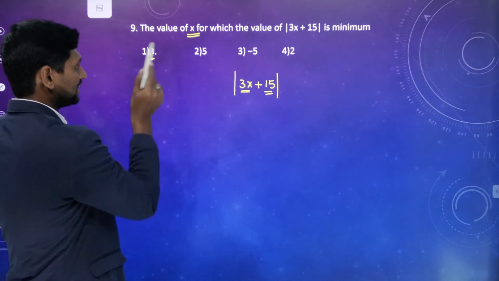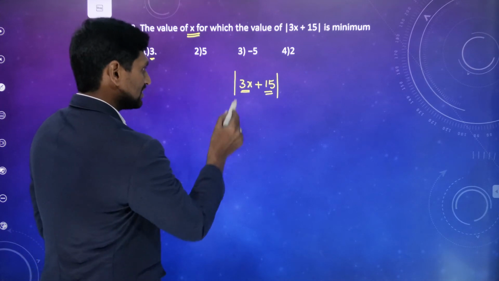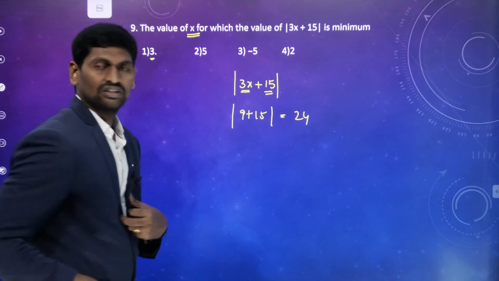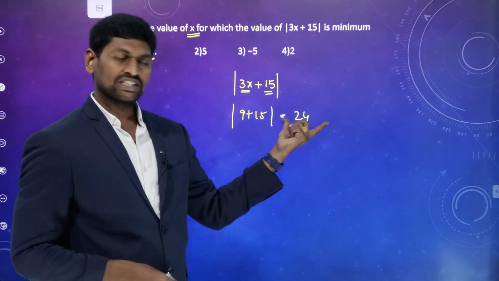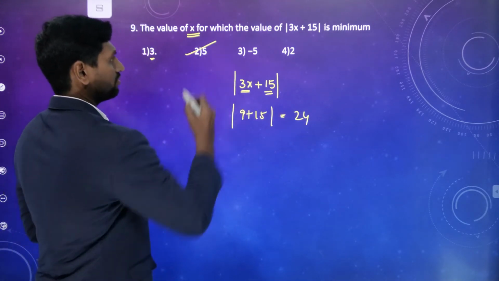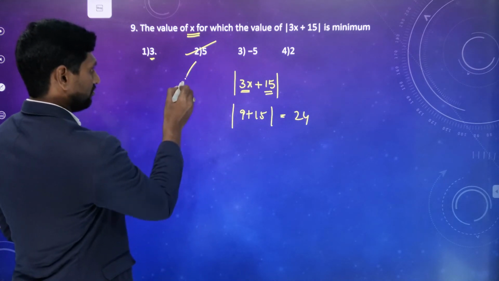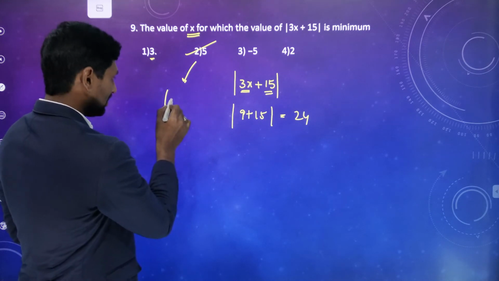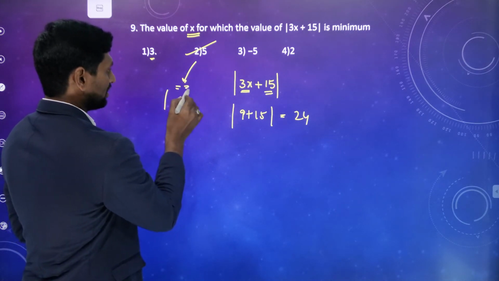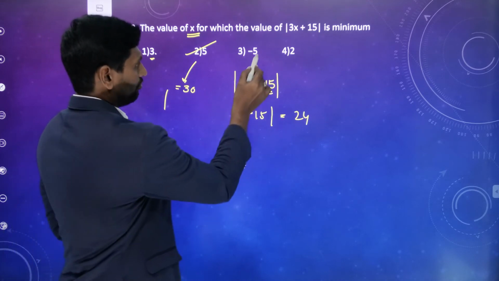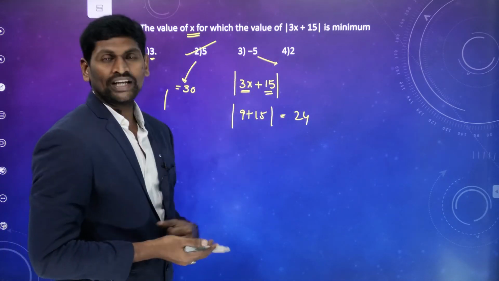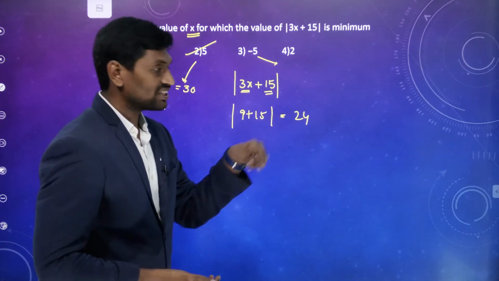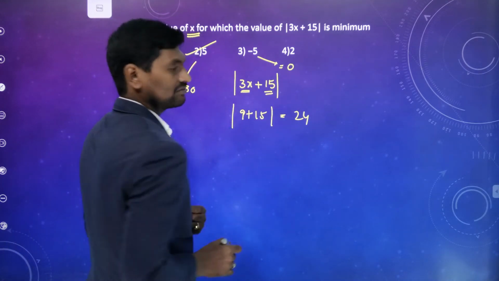I am substituting 3 in the place of x. 3 times 3 is 9. 9 plus 15 is 24. Whether it is positive or negative, the answer will be 24 only. Now coming to 5. 3 times 5 is 15. 15 plus 15 is 30. Now minus 5. 3 into minus 5 is minus 15. Minus 15 plus 15 is 0. Modulus of 0 is 0 only.